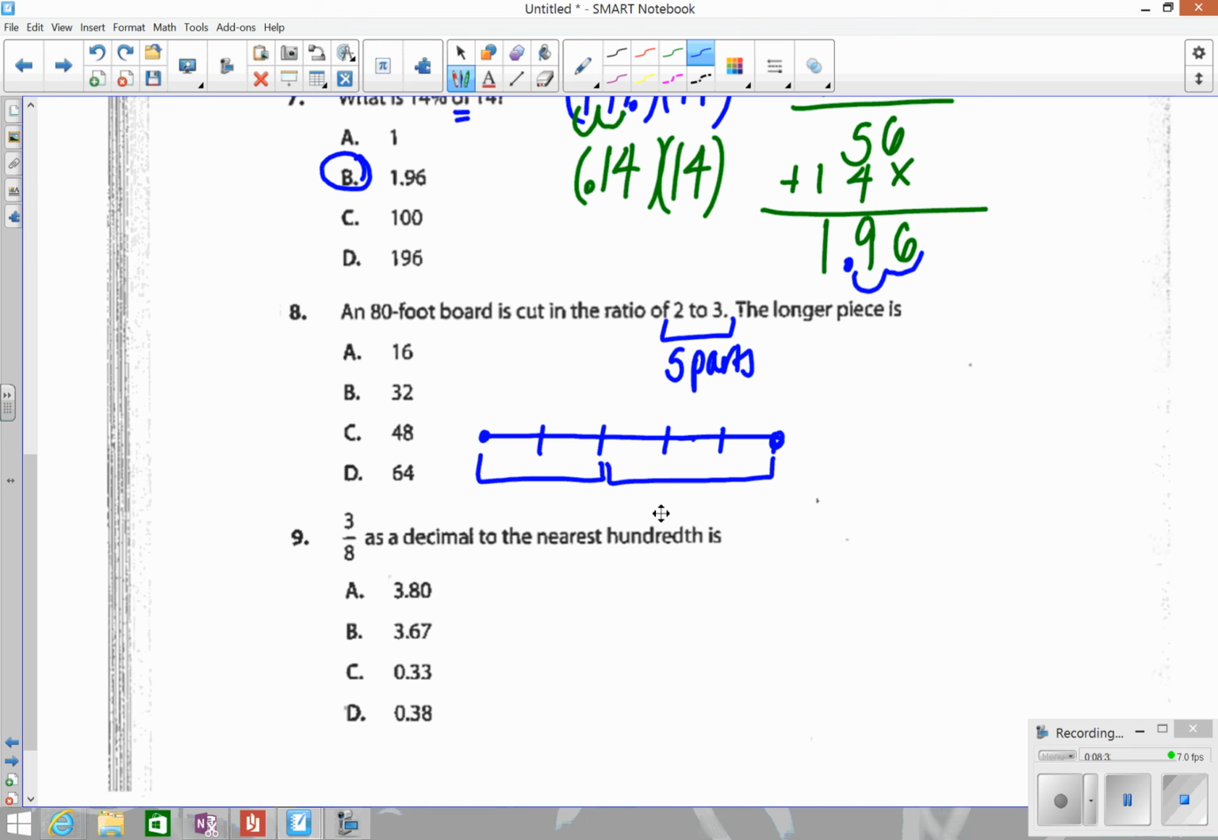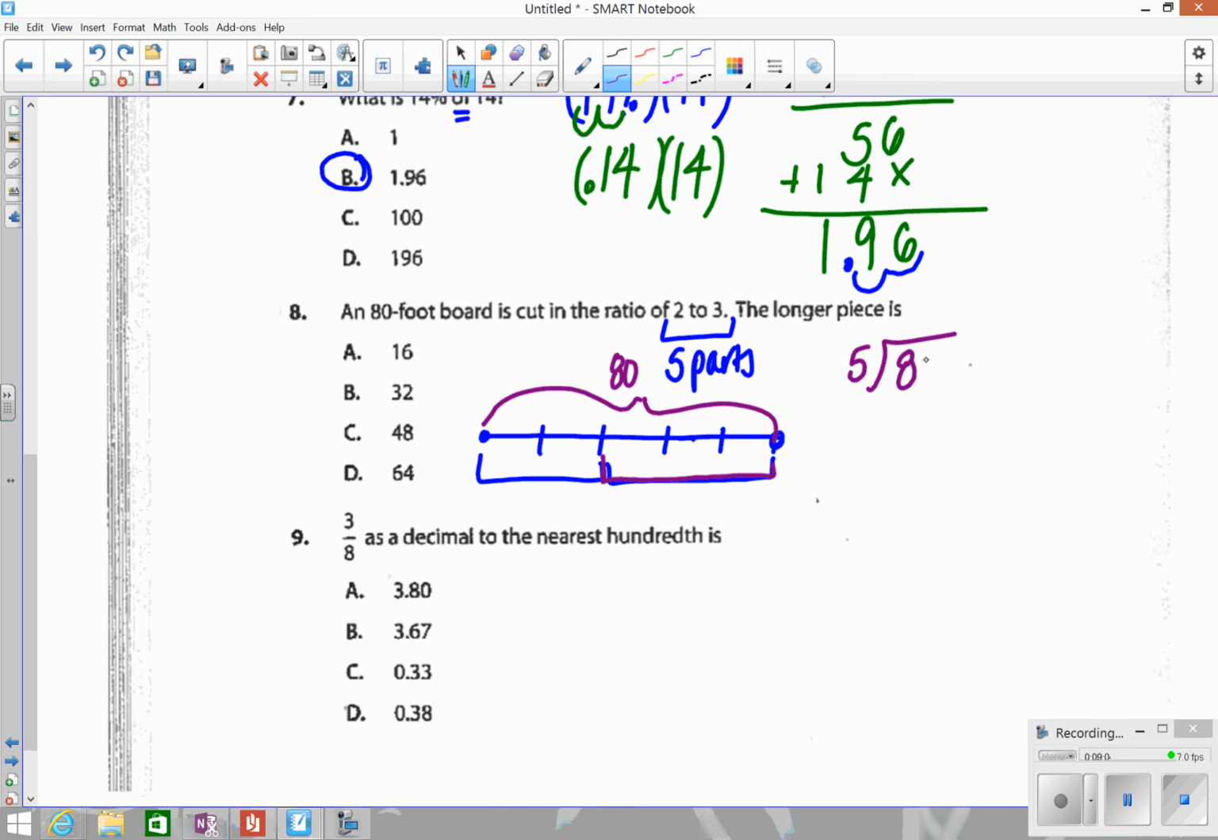So basically what you want to do is figure out what one of these sections is. If we know that the whole thing is 80, and I can figure out one of these sections, then I can just add it 3 times or multiply it by 3 to get the length of this section here, the longer piece. So what we first have to do is figure out what each part is. Since there's 5 total parts, since it's a 2 to 3 ratio, what I should do first is divide 80 by 5.